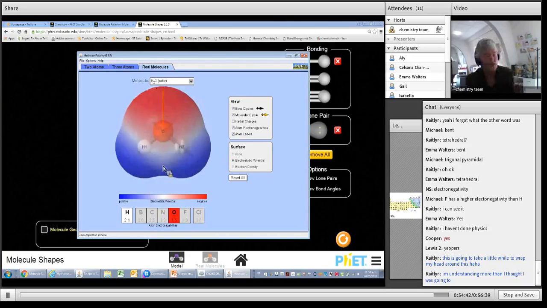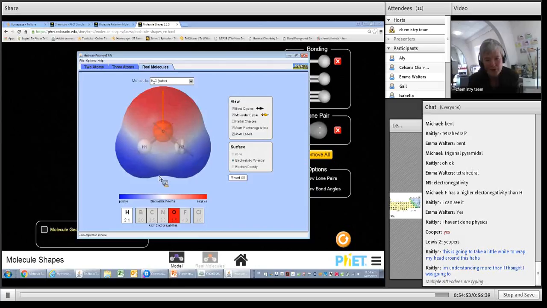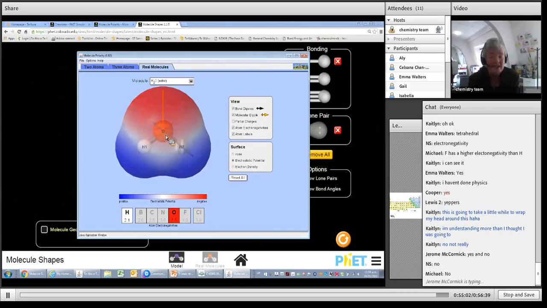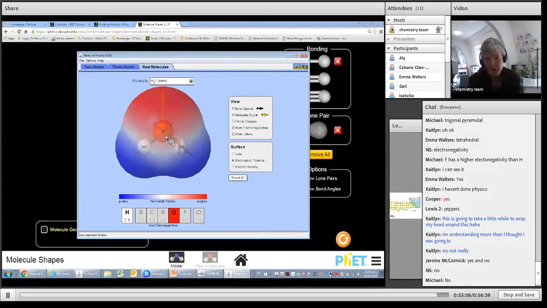I might go to something like water. Now if you look at water, is that molecule symmetrical? It's a bit of a trick question in some ways. Does anybody want to be brave enough and have a yes or no? Overall, it is not symmetrical. Molecules can have a number of different planes of symmetry, and for a molecule to be totally symmetrical, every single plane of symmetry must be symmetrical.